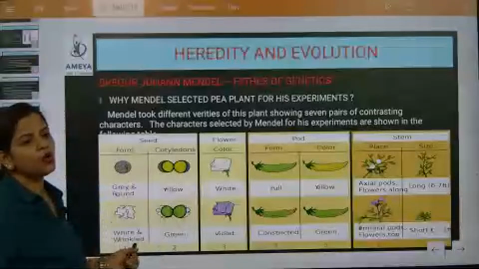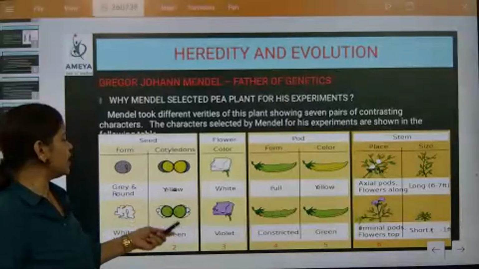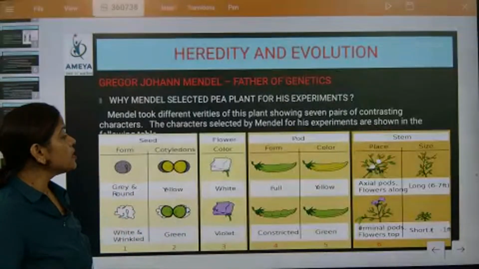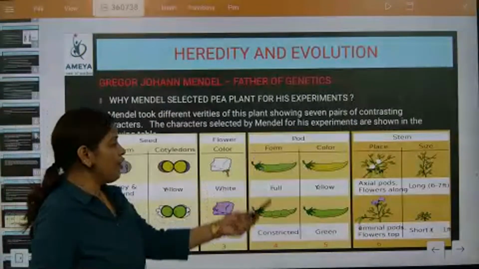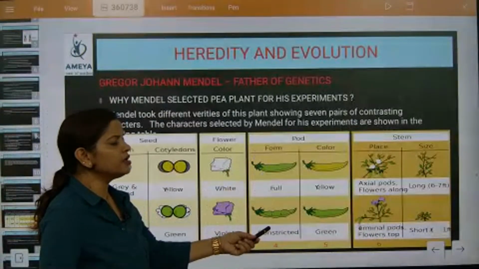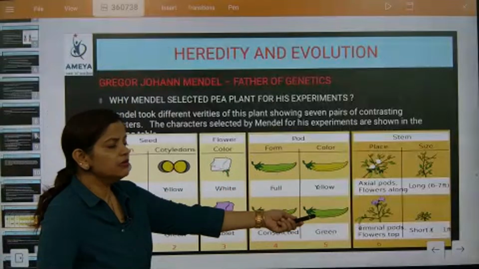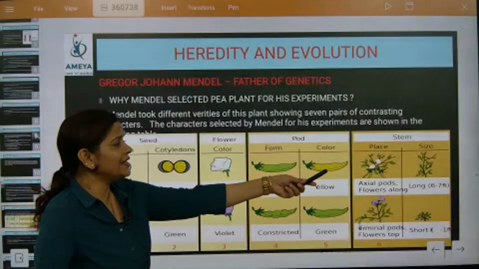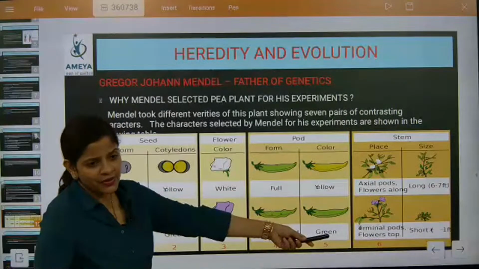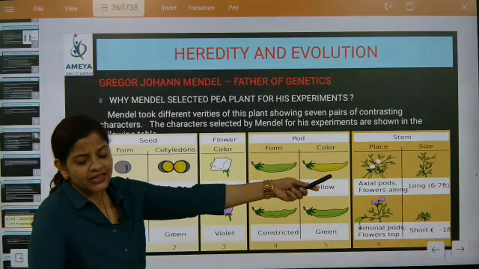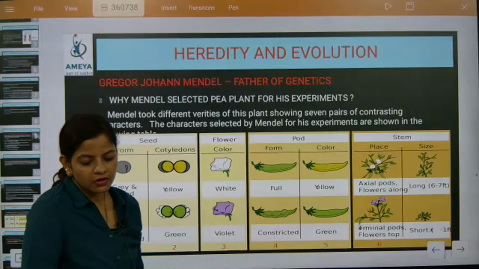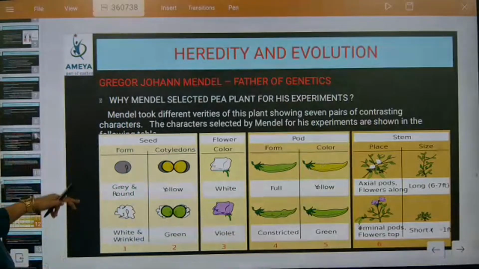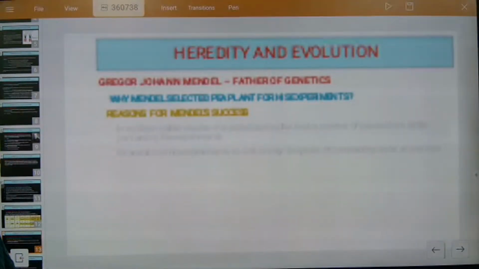First form, either round or wrinkled, and 2 colors. What are the 2 colors? Color of flower. Forms, pod forms, full and constricted, and color, yellow and green. Then either in axial location or terminal location. Then size, either short or long. So either short or long. Understood. So these are some things which we need to learn. Next we will go for Gregor Johann Mendel.